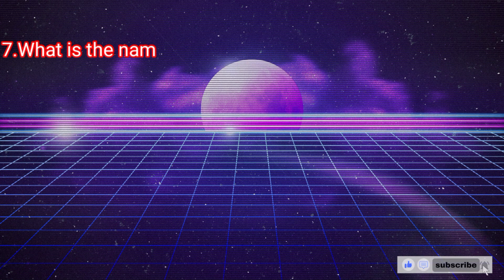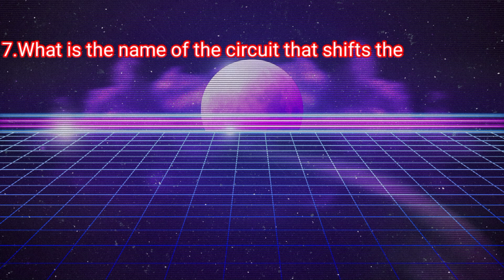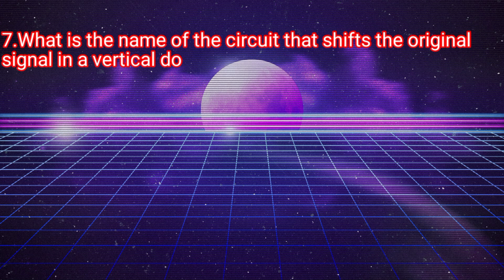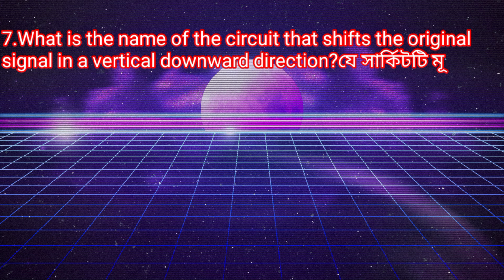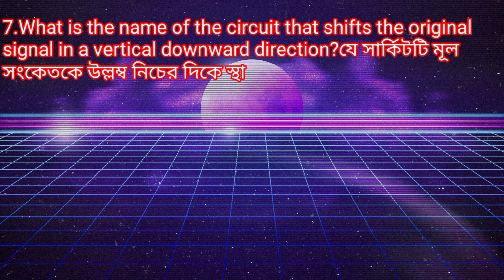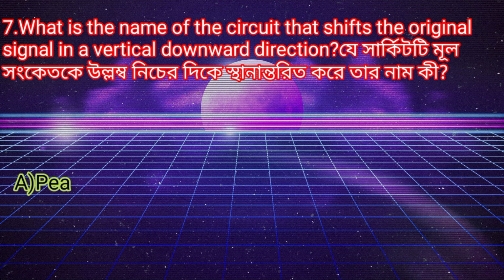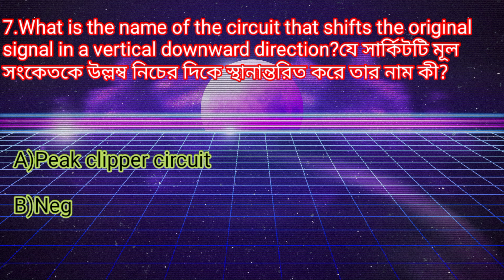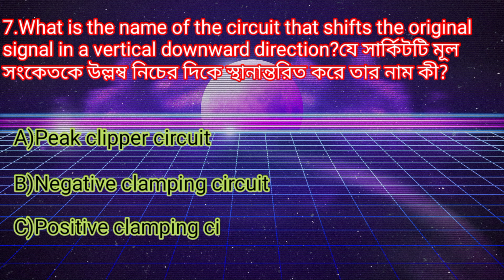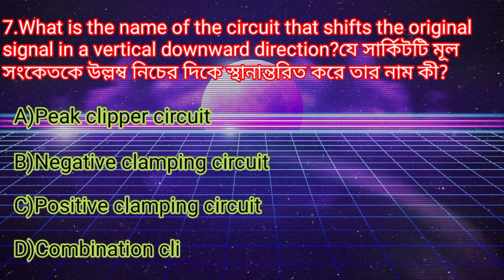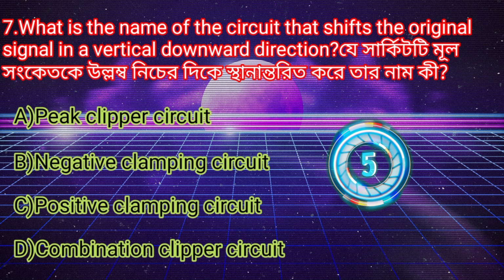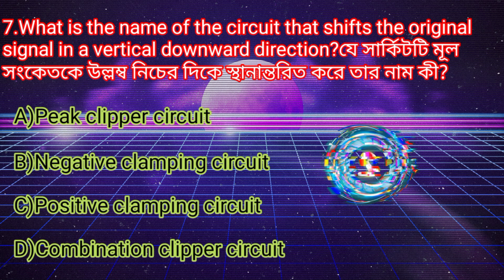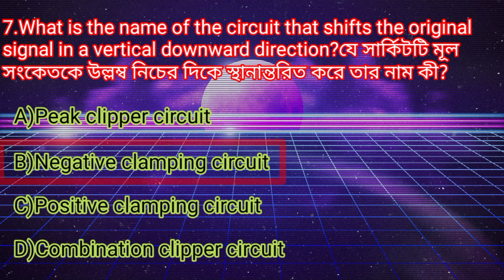What is the name of the circuit that shifts the original signal in a vertical downward direction? Option A, peak clipper circuit. Option B, negative clamping circuit. Option C, positive clamping circuit. Option D, combination clipper circuit. উত্তর হবে option B, negative clamping circuit.